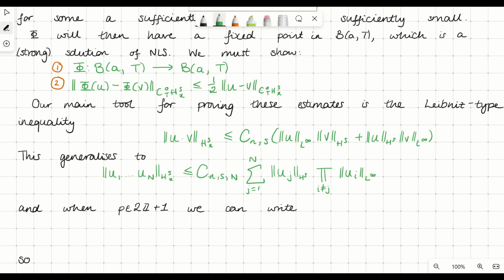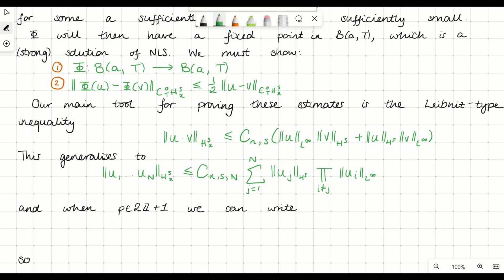Now, I'm not going to prove these now, but I'll just comment that to prove them you use a Littlewood-Paley decomposition of the functions u and v in Fourier space. But as I said, I'll leave that for now and get on with the proof of existence.